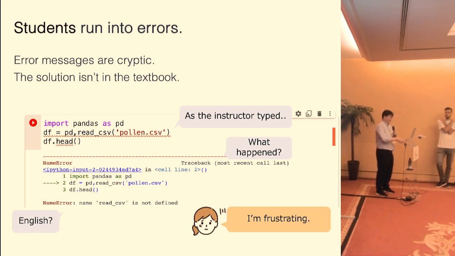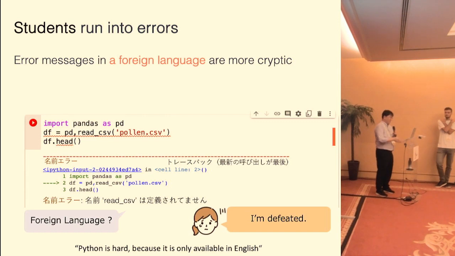And more difficult, error messages in a foreign language are more cryptic. So let's consider that I translated the error message into Japanese. In this situation, foreign languages are more cryptic, and many students feel defeated. So today's keynote speaker said Python is hard because it's only available in English.